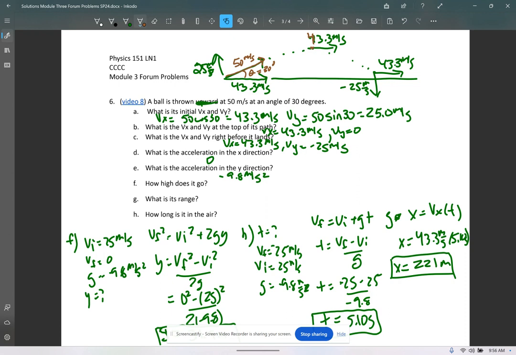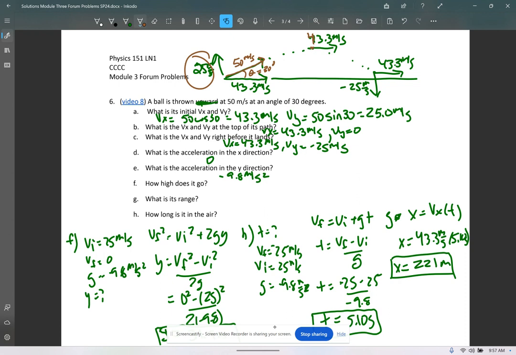So when I find how high it goes, I need to use my y velocities, right? Because that's what's going to determine how high it goes. So a big mistake is that people plug in 50 meters per second. That's not the velocity that stops at the top. The velocity that stops at the top is 25 meters per second. The y velocities are the ones that are slowing down by 9.8 meters per second every second, not the 50, not the 43.3.